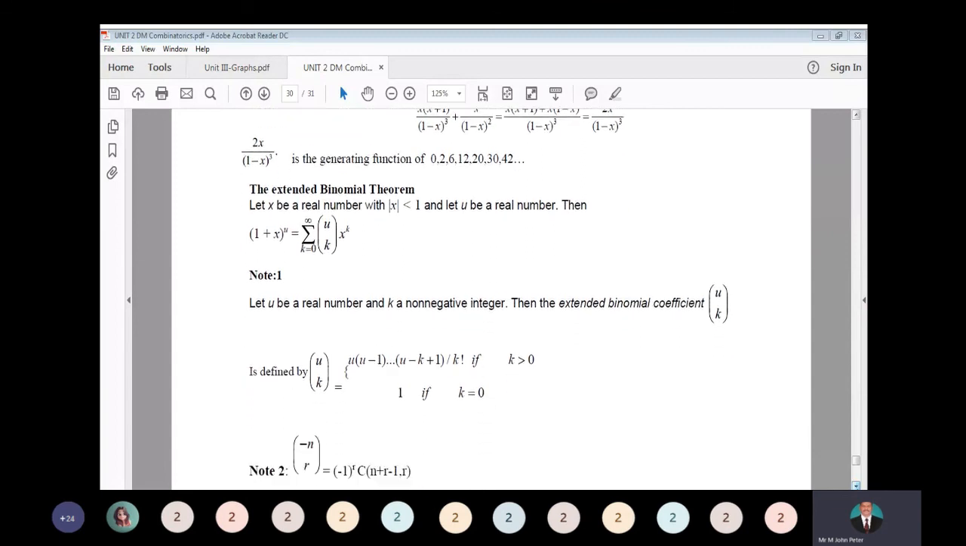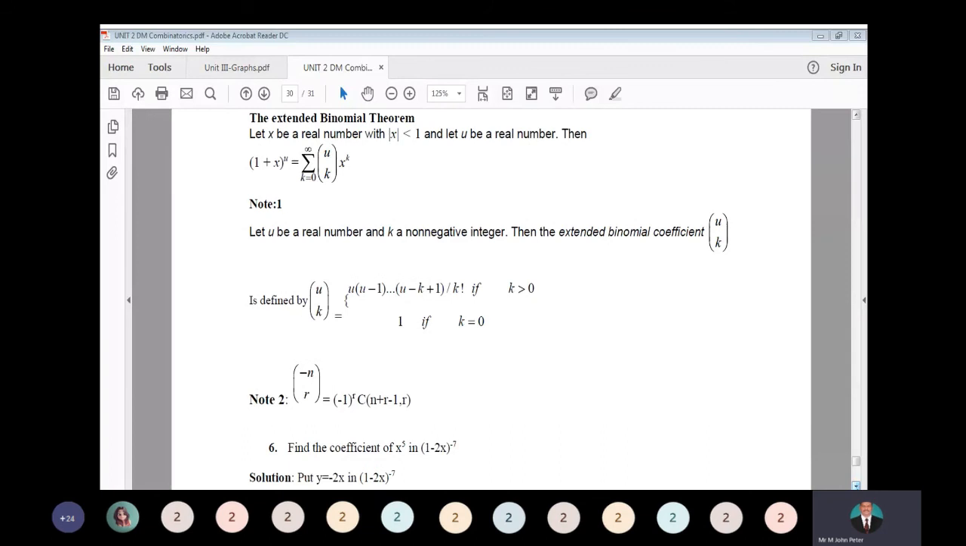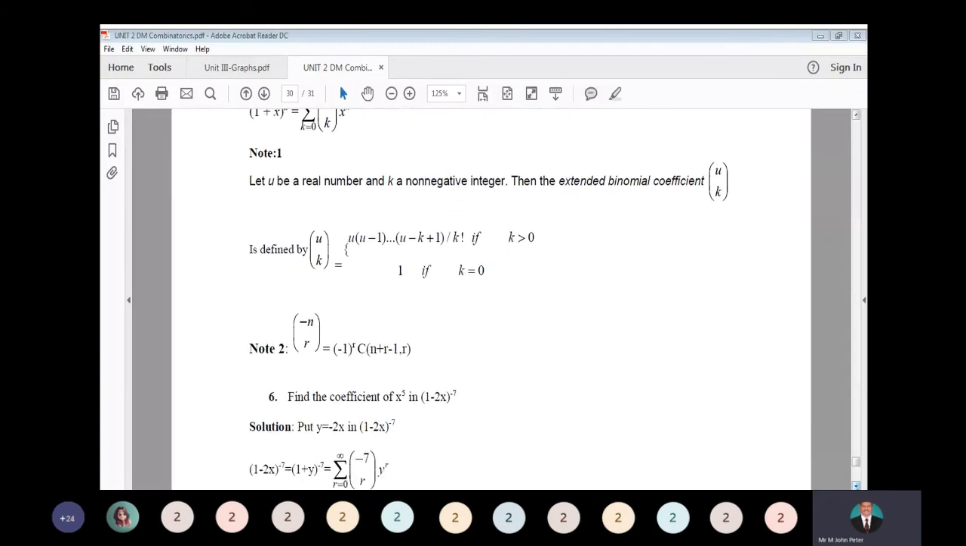Then the extended binomial coefficient n choose k is denoted by n(n minus 1)(n minus 2) and so on up to (n minus k plus 1) divided by k factorial if k is greater than 0, and it is 1 if k equals 0. For negative, (minus n choose r) is equal to (minus 1)^r times C(n plus r minus 1, r). In the nCr format, the first term is n plus r minus 1, and you have to put minus 1 power r in front.